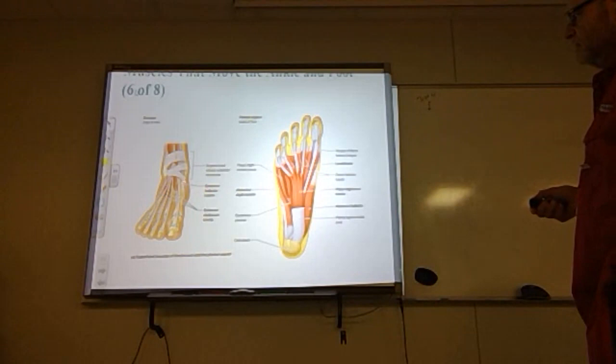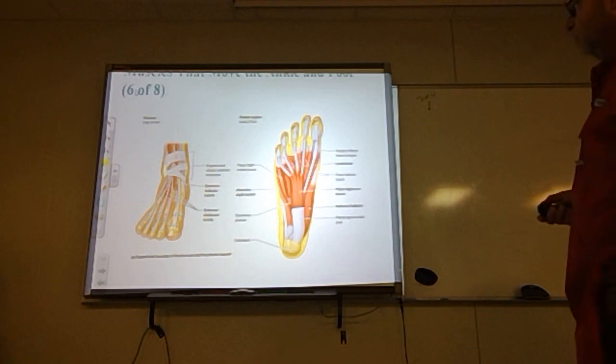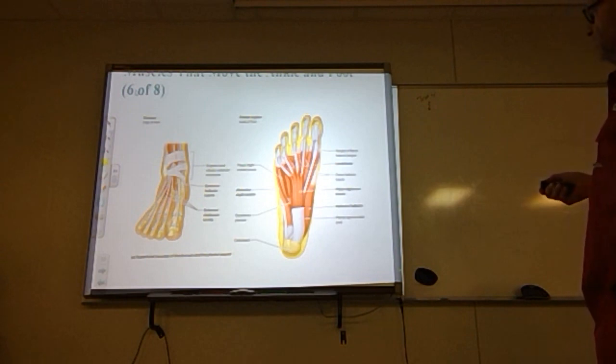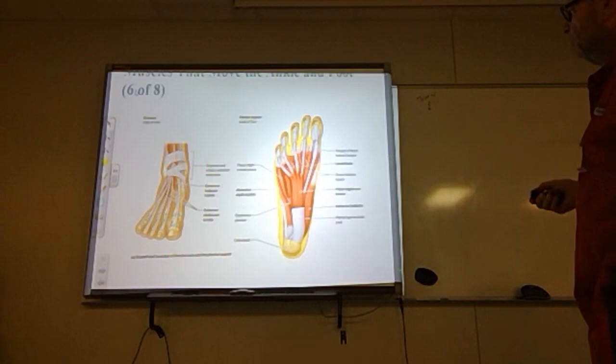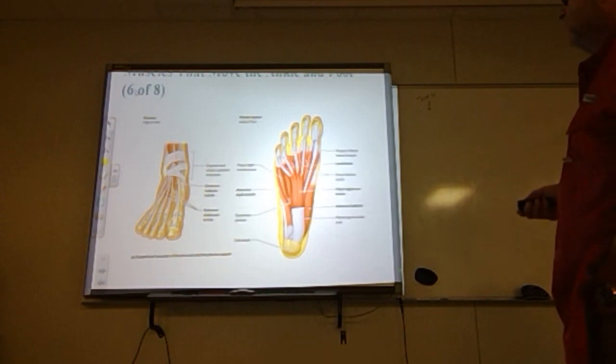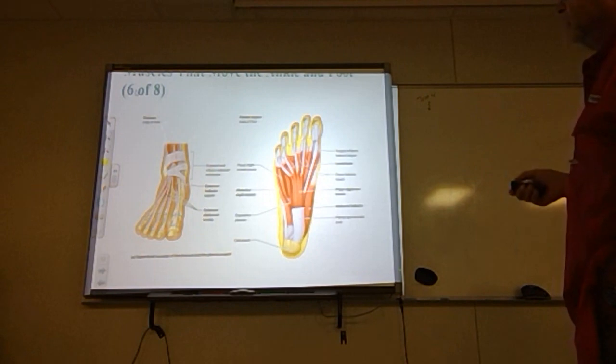There's the extensor hallucis brevis, which moves the big toe. Extensor digitorum brevis moves the individual toes. The tendon of the flexor hallucis longus. And then there are the other lumbrical muscles, the flexor digitorum brevis, the abductor digiti minimi, and others. So this is the tendon that will ultimately form what is referred to as the arches. So this is the top of the foot, and this is the sole of the foot.